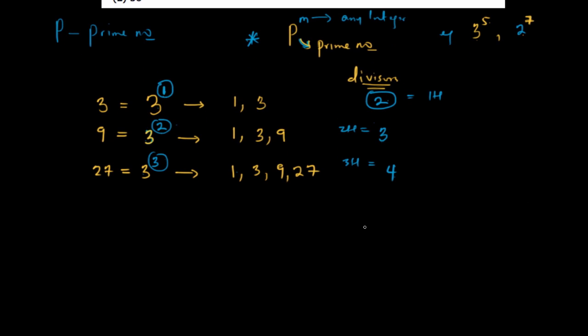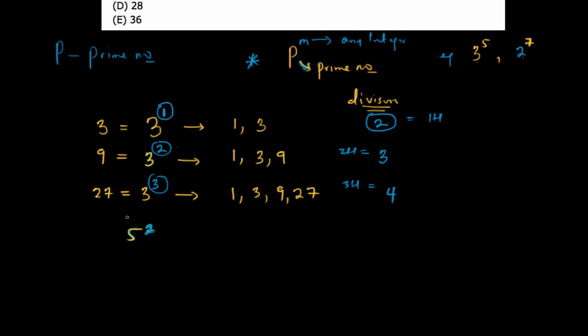So let's see, assuming you are told to find the number of divisors of the number, say 5 to the power 2. Based on the formula we have here, since this 5 to the power 2 is of this form, why is it of this form? The base is a prime number and the power is an integer.